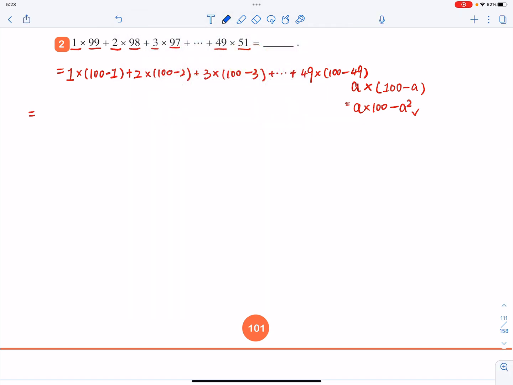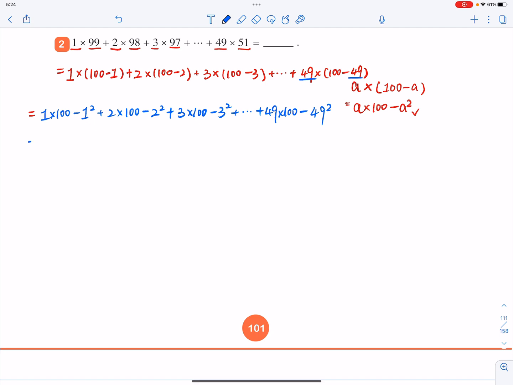Okay, so after that, we can remove the bracket and see what do we have. When you remove the bracket, that will be 1 times by 100, take away 1 times by 1, which is 1 squared. And then you add 2 times by 100, take away 2 times by 2, which is 2 squared. And then you're adding 3 times by 100, take away 3 times by 3, which is 3 squared. And as for the last term, that will be 49 times by 100 minus 49 times by 49. So you got 49 squared, right?